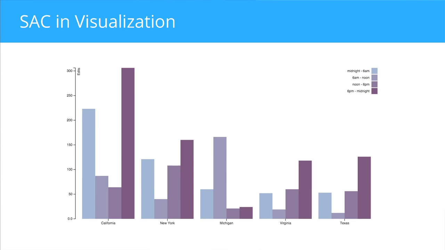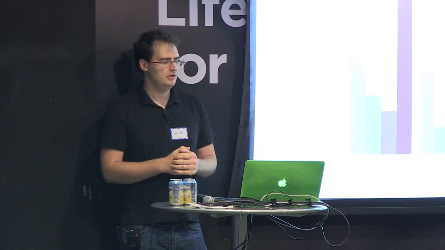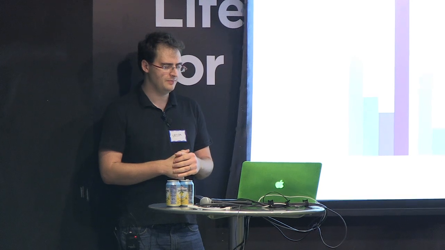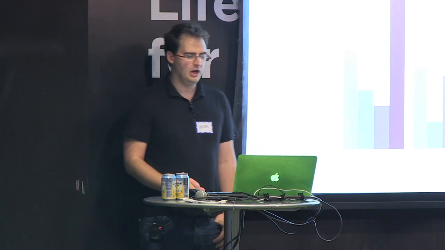So SAC, split, apply, combine, as I say, let's talk about where we can find it. Here's a visualization that I made. And by made, like most of you, I went onto the D3 website, copied their grouped bar chart, and then tweaked it until it did what I wanted. This is in that repo that I shared.